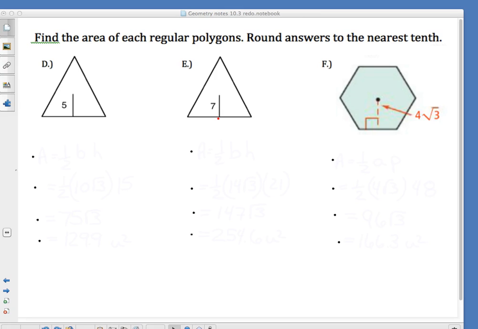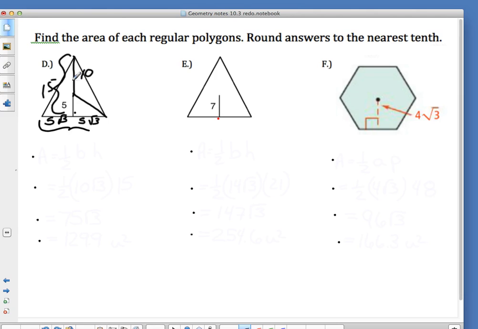So when we do this, there's a couple things I can do. I know that this was 2 parts to that 1 part, so this is 10 and the whole thing is 15. I can use that as my height. I've got my hypotenuse going down, and this is going to be 5 to the square root of 3, my longer side. This is also 5 to the square root of 3. This whole side is 10 to the square root of 3. I now can use base times height divided by 2.